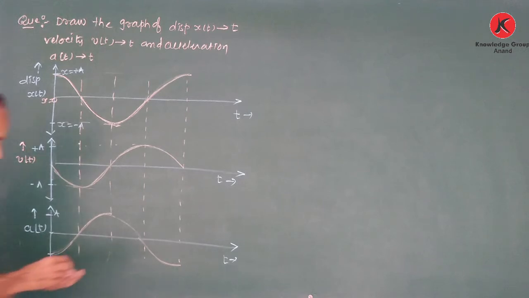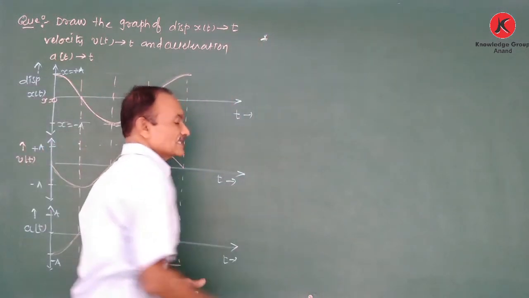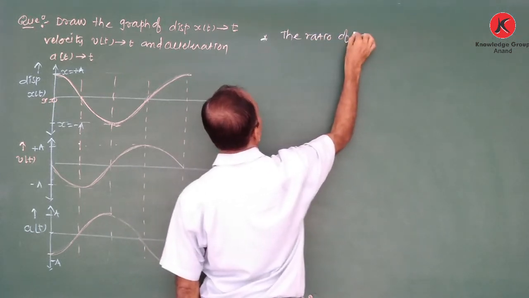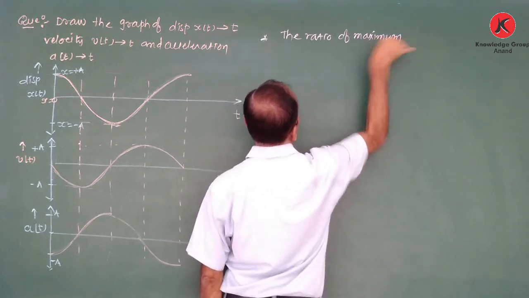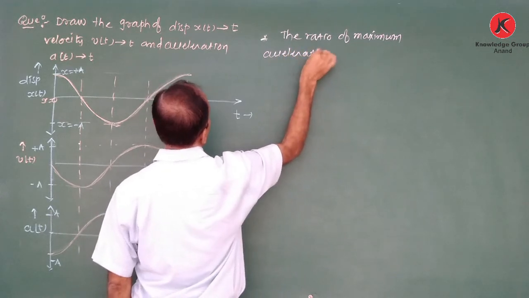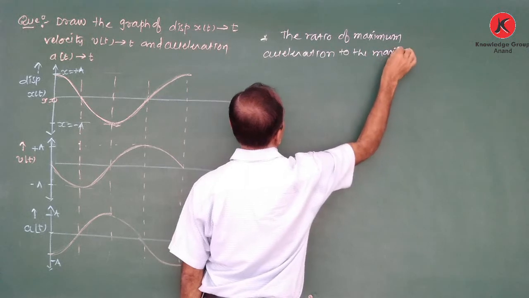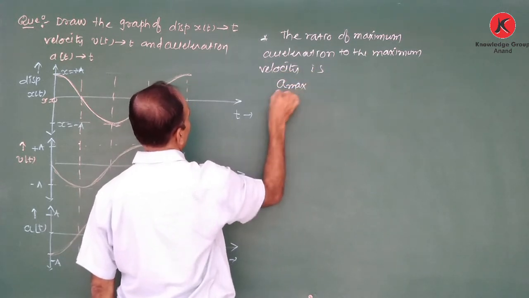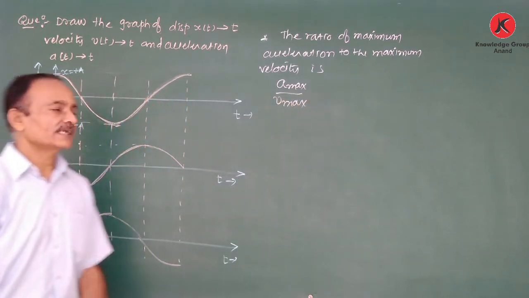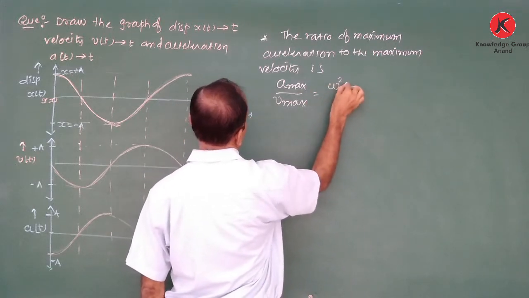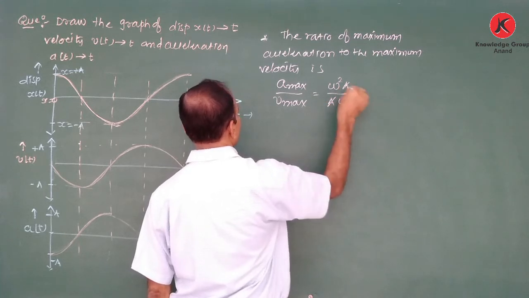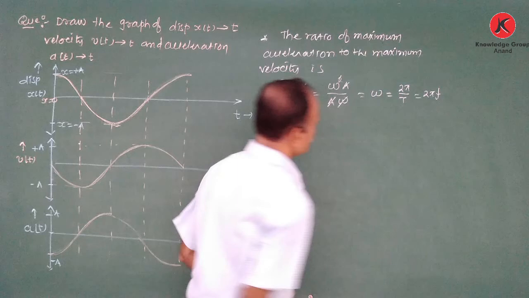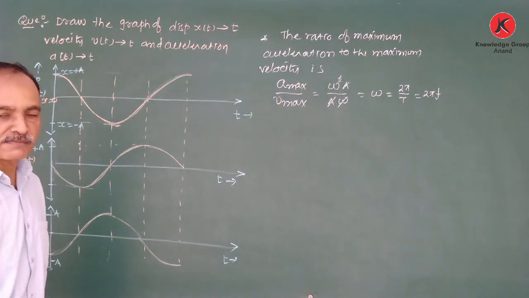Now, some important points from this graph, important for the 1 mark subjective question. The ratio of maximum acceleration to maximum velocity, that means A maximum upon V maximum. We know that the equation of A maximum is omega square a, and here plus or minus a omega. a cancels, one omega cancels, therefore the ratio is omega, where omega is equal to 2 pi upon T or 2 pi f. There is the value of the ratio of maximum acceleration to maximum velocity.